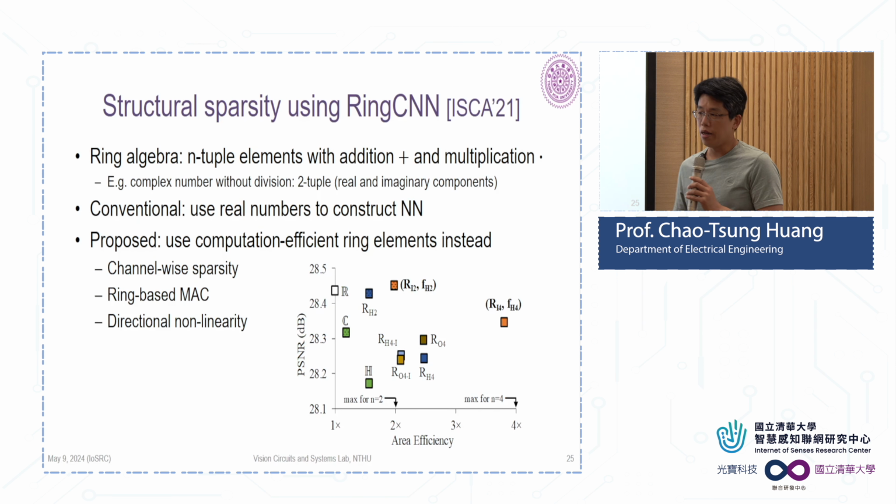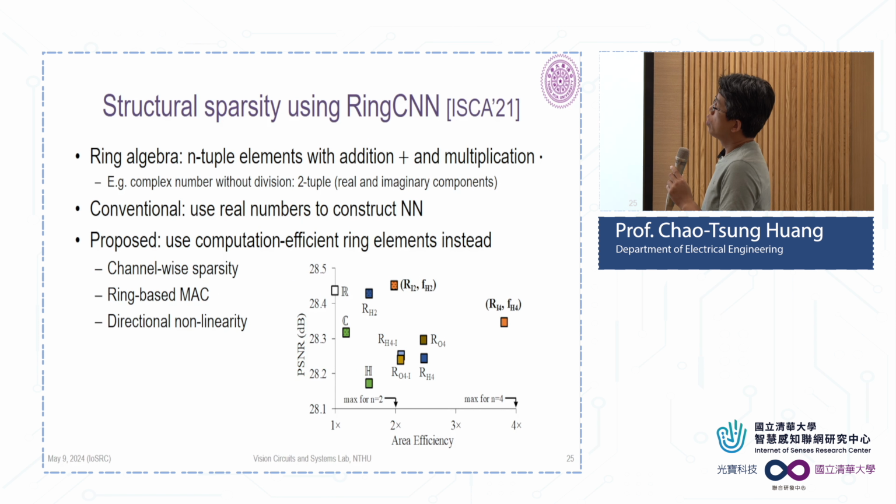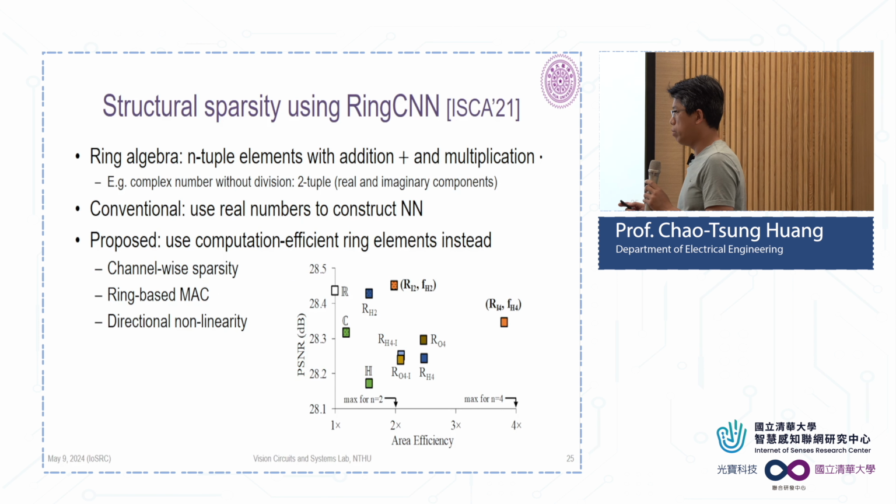Okay, and now I would like to move to the computation complexity problem. And here the basic idea is that if we can use real numbers to construct neural networks, why can't we use complex numbers to construct neural networks? So consider that we can combine two real numbers into one complex number.